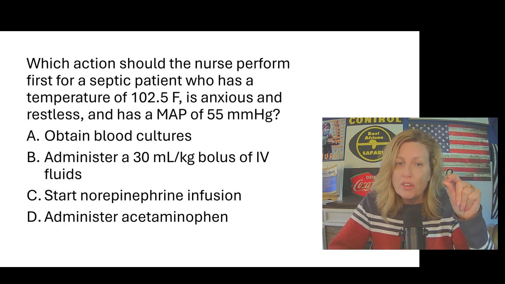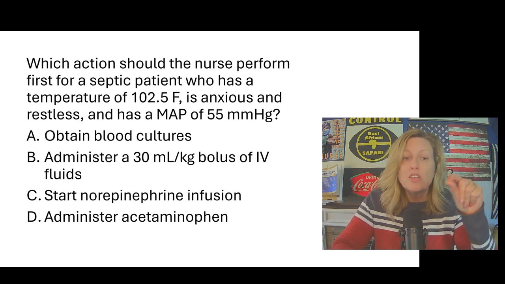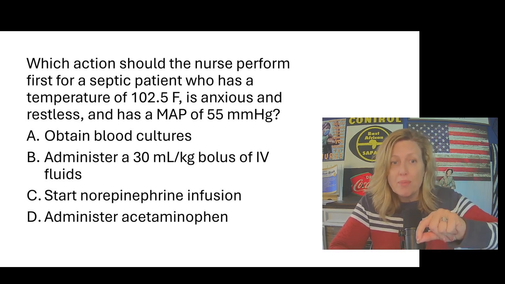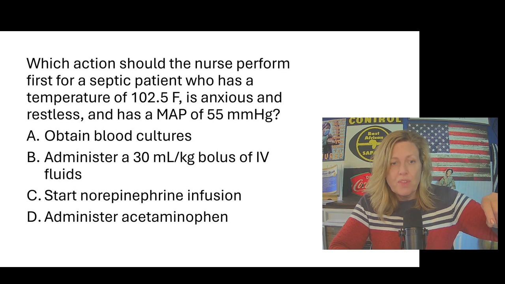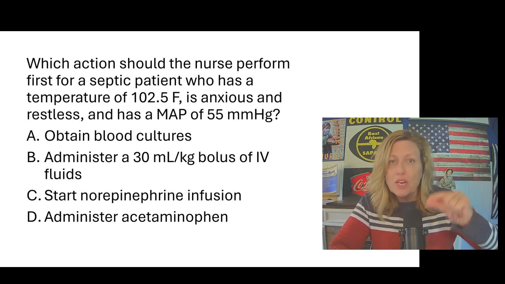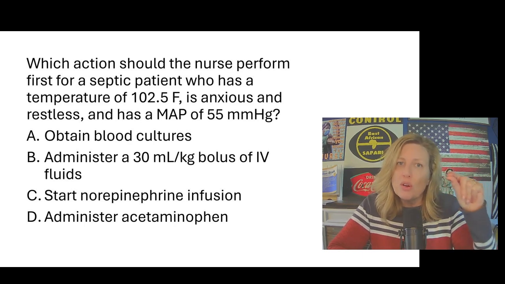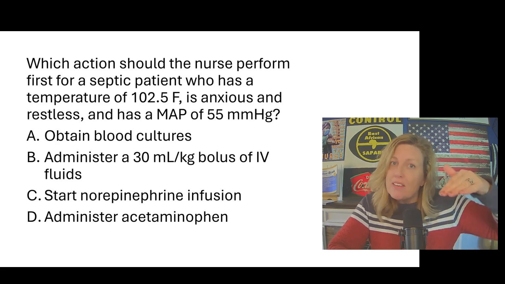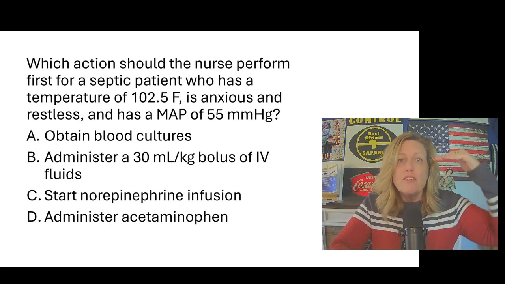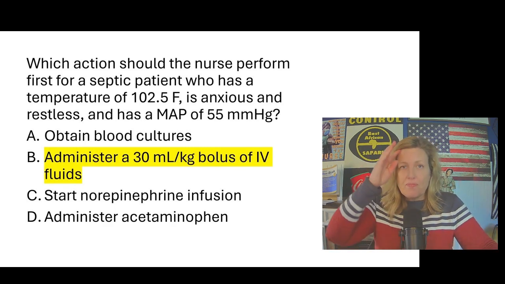Temp is not airway, breathing, circulation. Blood pressure is, that's circulation. So I'm going to prioritize treating the MAP over treating the temperature. So which ones address the blood pressure? Well, B and C both address blood pressure. So what should I do first? Remember, I told you norepinephrine. What do we do before we do norepinephrine? We have to give them a bolus first. We've got to see if that works. So what should I do first, y'all? I've got to administer the fluids first.